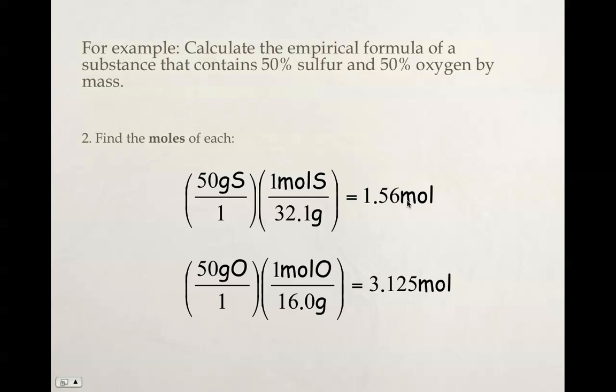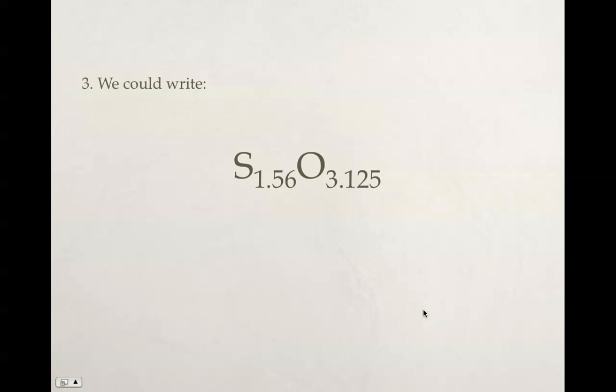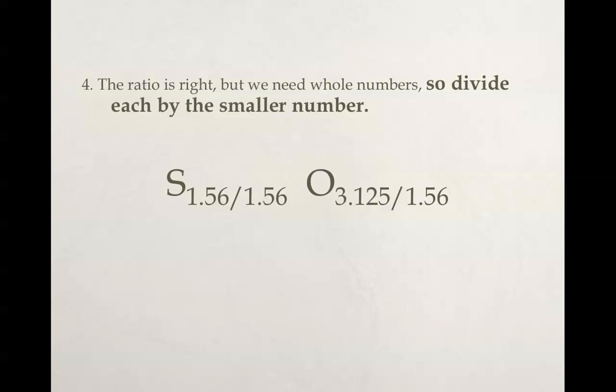So now that I have these two moles, I can look at it in terms of this formula. So remember, when we use our subscripts, we can look at them in terms of moles, and we do have 1.56 moles of sulfur and 3.125 moles of oxygen. However, we don't usually see chemical formulas written like this. We want whole numbers. So how do we go about doing that?